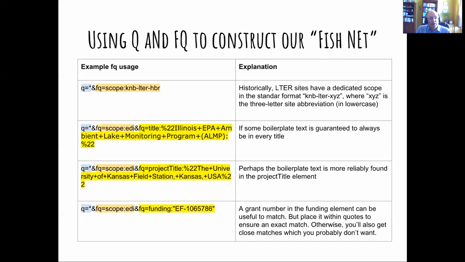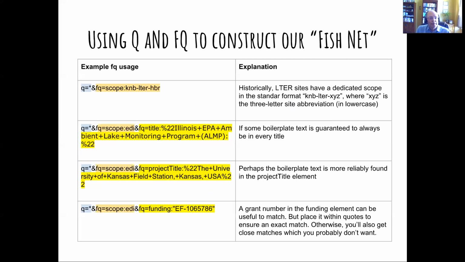In the second example, we use a wildcard query, and we filter our search on scope EDI, and then we add a second filter query on the text Illinois EPA Ambient Lake Monitoring Program, ALMP, in the title to isolate all of the documents originating from that program.